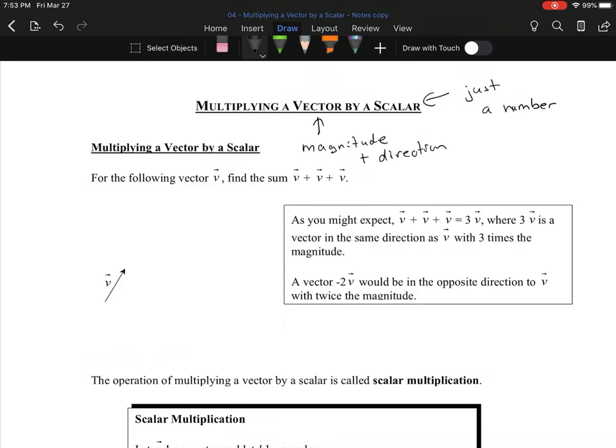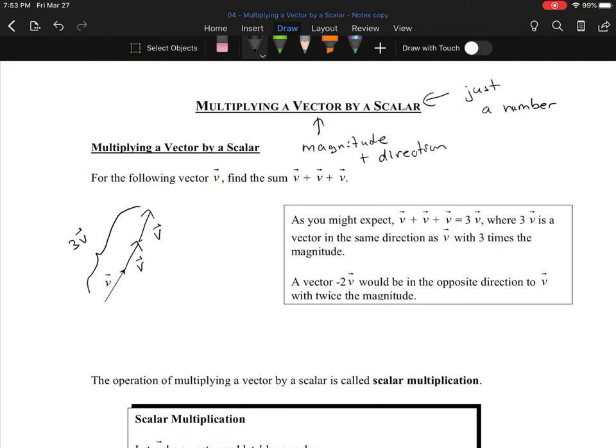Well, it's a nice lesson. Pretty straightforward what we have to accomplish here. So take a look here. For the following vector, find the sum v plus v plus v. So there's v, and if I want v plus v plus v, well, I'll need another v here. And then I'll need another v there. And so I get this vector sum v plus v plus v, all in the same direction. So as you might expect, v plus v plus v, what we're really talking about is 3v.